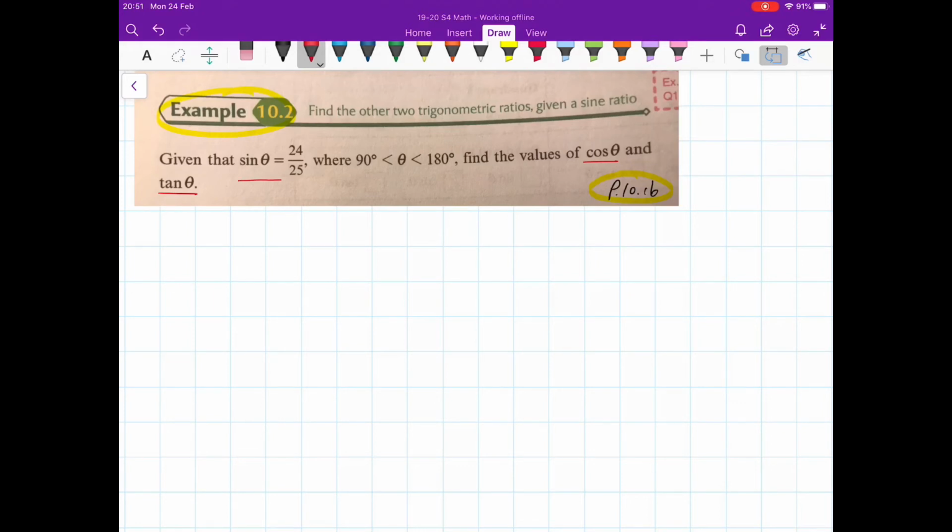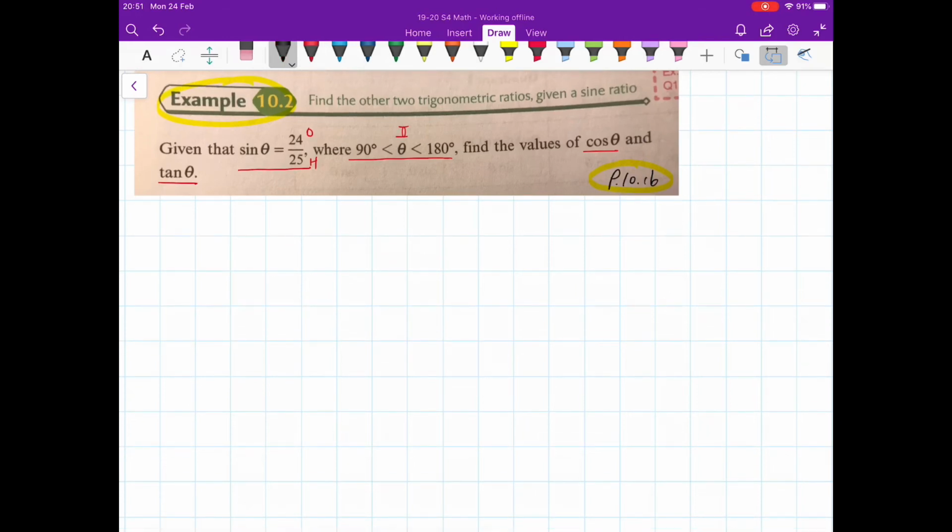So the first information is sine theta is 24 over 25. We know that for sine theta, it is O over H. Then next, the range is given, 90 degrees to 180 degrees. So we know that the triangle is in quadrant 2. So our first step is let's construct the diagram together.